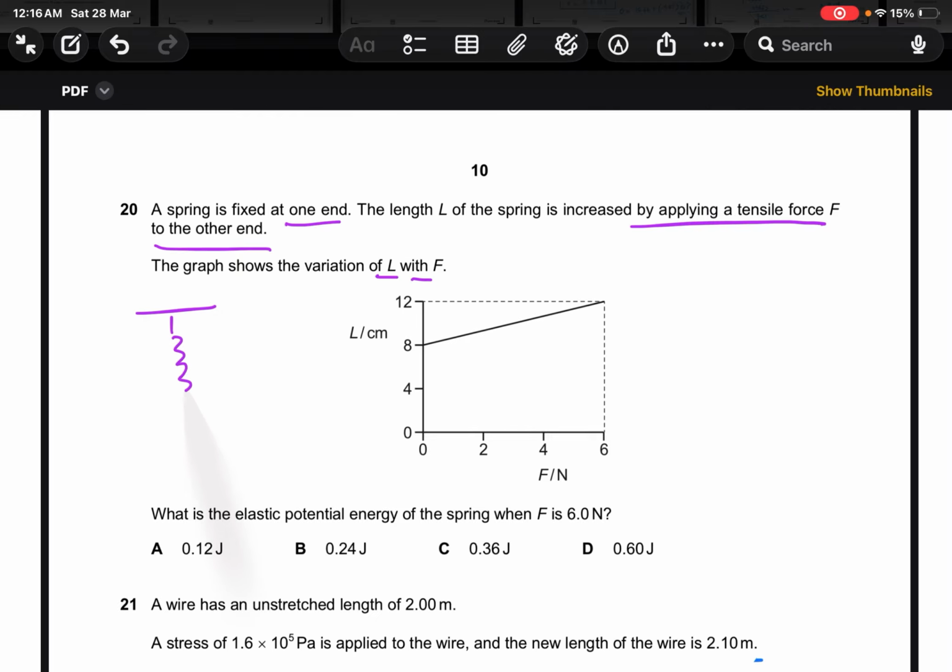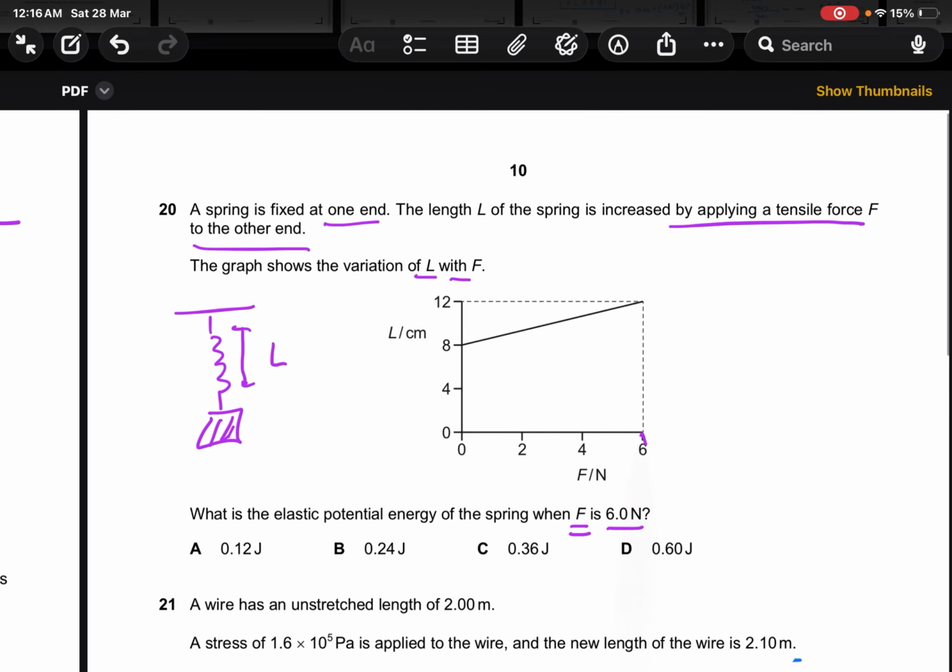So this is our spring. We have a fixed length, which is L, and then it's going to increase, and then we are applying a force to it. Simple. What is the elastic potential energy of the spring when the force is 6 Newton? So we know that elastic potential energy equals half into extension into force.